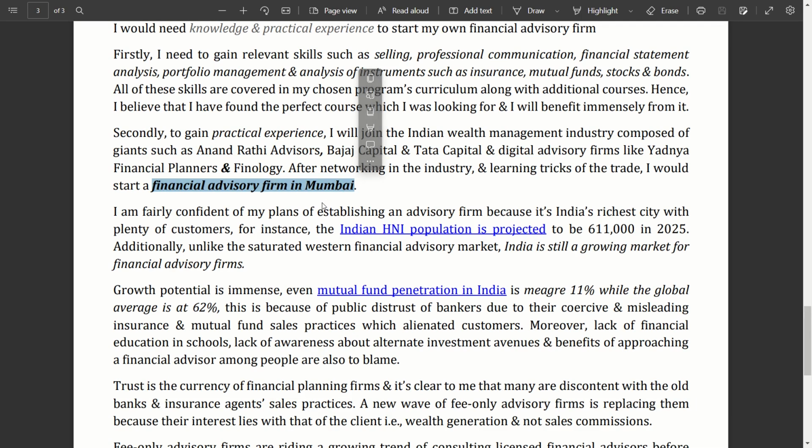Now I'm trying to justify why I want to open my own business. Here I say that I am fairly confident of my plans for establishing a financial advisory firm because it's India's richest city and has plenty of customers. There are a lot of HNIs, and India is going to grow in future, and there will be a lot of HNIs, and their money needs to be managed. So I will be the one managing that.